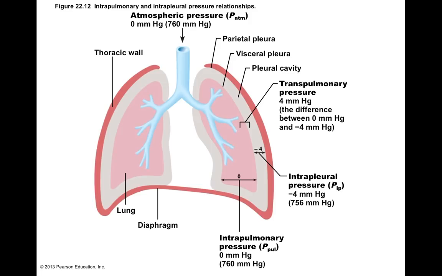They're going to try to go into that space and fill it, right? Because your lungs are at a zero pressure, and your intrapleural fluid's at a negative four pressure, so this is high to low, so your lungs are going to try to fill up that space. So that negative pressure inside your pleural cavity also helps keep your lungs inflated, okay? Cool. So we call that intrapleural pressure. And the difference between intrapulmonary and intrapleural, we call transpulmonary, okay?